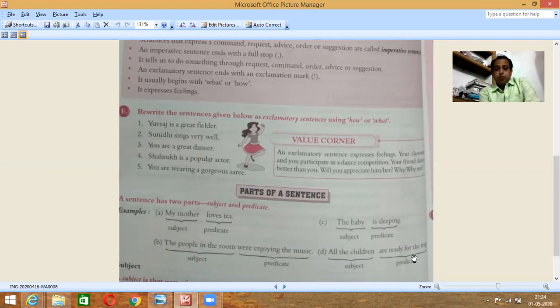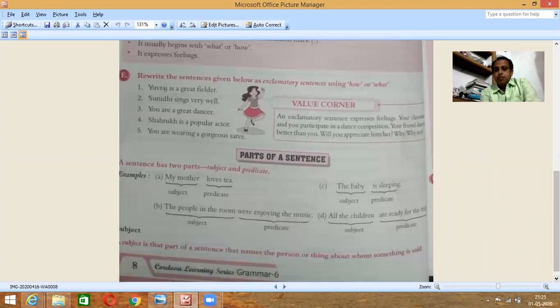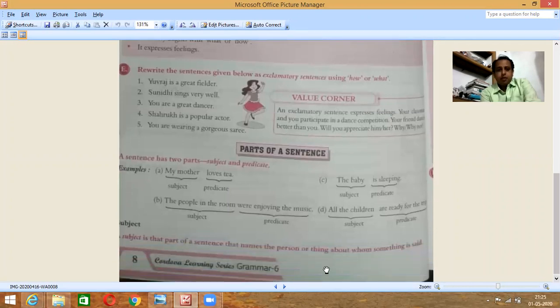Now, what is subject and what is predicate, you have to understand. You can see that some examples have been given. My mother loves tea. The baby is sleeping, like this. First, let us come to the definition of subject. What is subject? A subject is that part of a sentence that names the person or thing about whom something is said. I'm reading it again for you. A subject is that part of a sentence that names the person or thing about whom something is said.